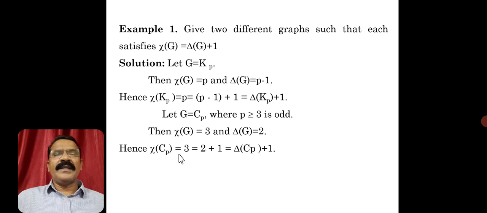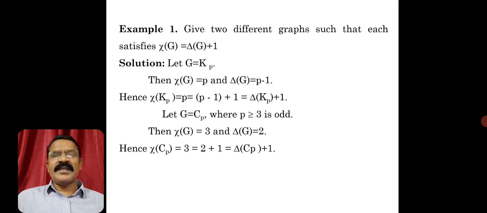Let us consider another example, G equal to Cp. It is a cycle with p vertices where p is greater than or equal to 3. Suppose p is odd. Then the chromatic number of a cycle with an odd number of vertices is 3. That we already know. If it is a cycle with an even number of vertices, it is 2. And what is the maximum degree of a cycle? A cycle is a 2 regular graph. The degree of every vertex in a cycle is 2, as you can see from the structure of the cycle.